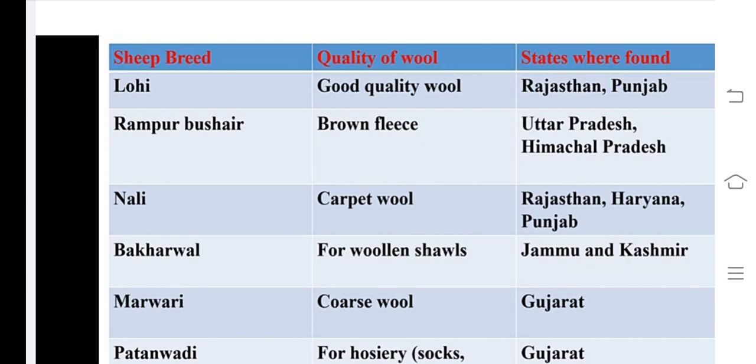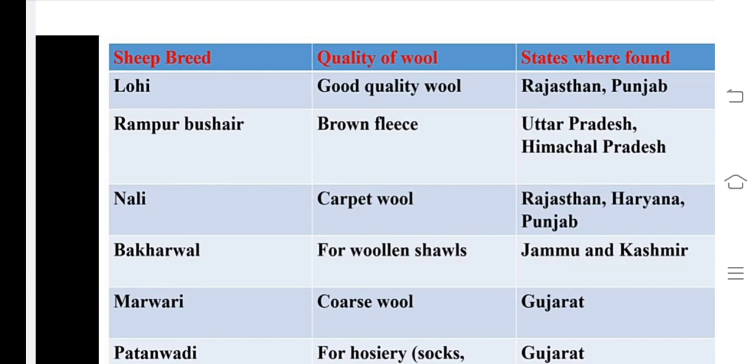Usually the sheep breed Lohi. What is that one, children? Lohi. It is the very good quality of wool we are getting from the sheep breed, children. So what do we get from the Lohi breed, ma'am? We are getting good quality of wool. So the states where they are found, we can find Lohi breeds in Rajasthan and Punjab. Next one is Rampur Bushair, brown fleece. Fleece means what, children? Once again, hair. Uttar Pradesh, Himachal Pradesh, right?